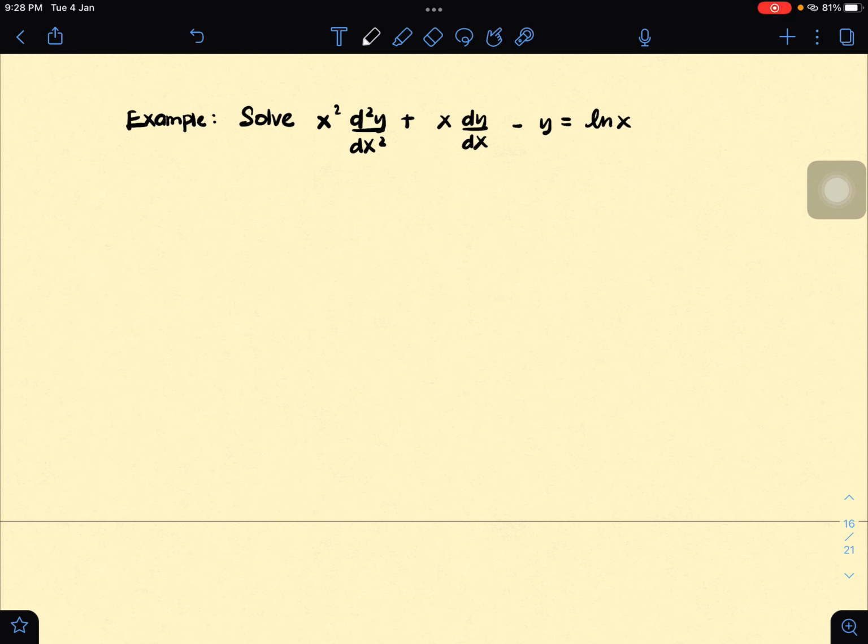Okay, let's try another example of case number 2 where we are dealing with the non-homogeneous Euler equation. We can see that the right side here is not equal to 0, therefore this one is non-homogeneous. And because the coefficient of the derivative and y is not a constant, here you have a constant with the variable, therefore this one is an Euler equation.